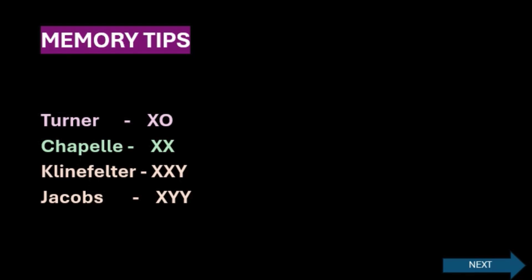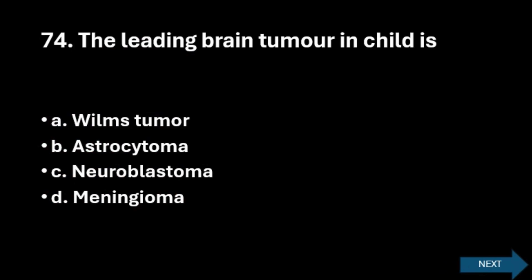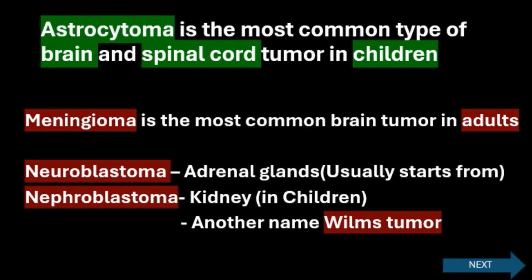Next question. The leading brain tumor in child is option A, Wilms tumor, option B, astrocytoma, option C, neuroblastoma, option D, meningioma. The right answer here is option B, astrocytoma. Astrocytoma is the most common type of brain and spinal cord tumor in children. Meningioma is the most common brain tumor in adults. So astrocytoma is the most common brain tumor in children, and meningioma is the most common in adults.